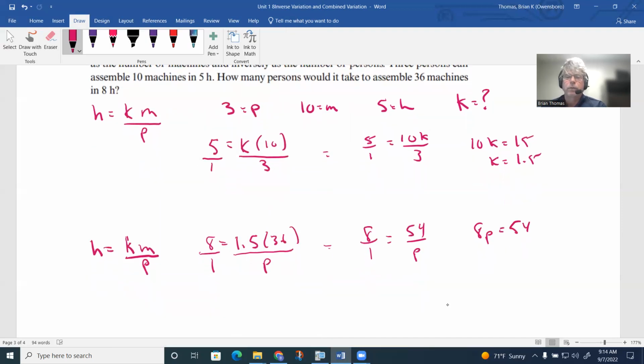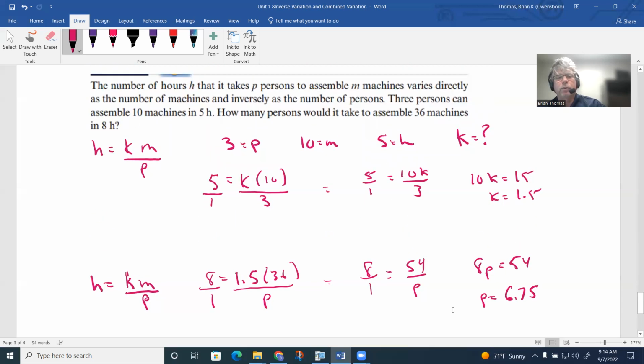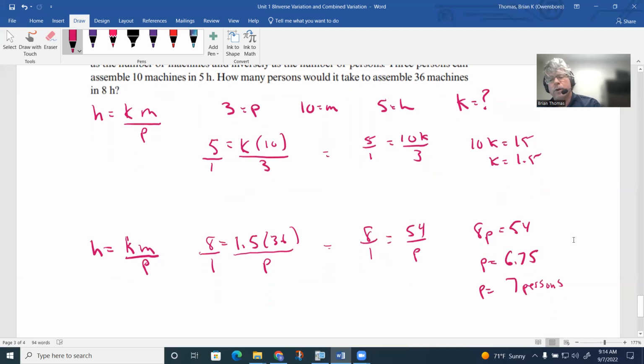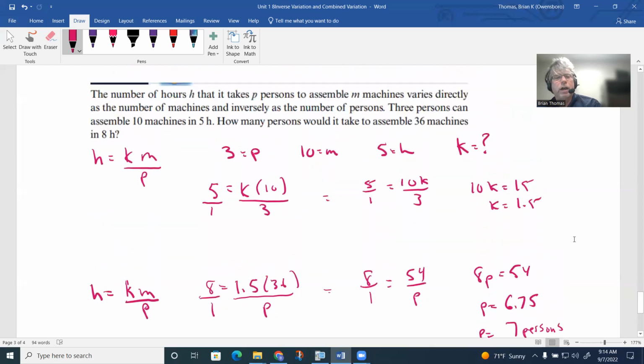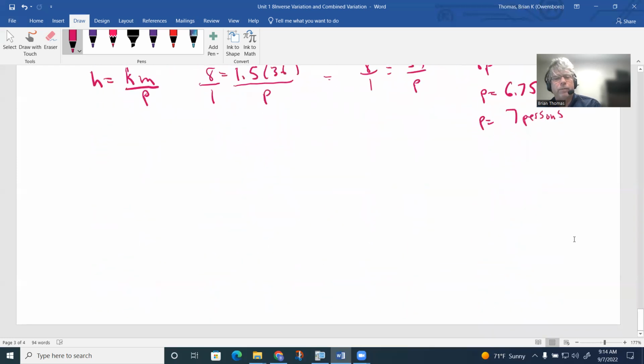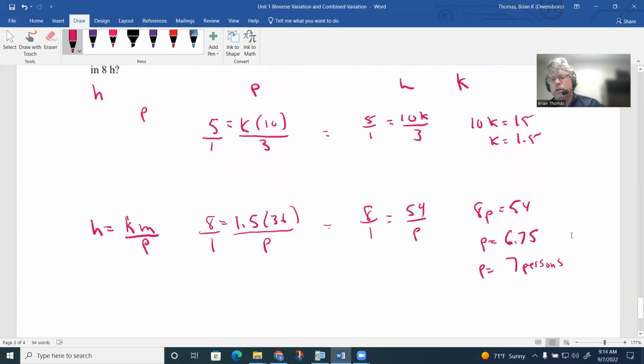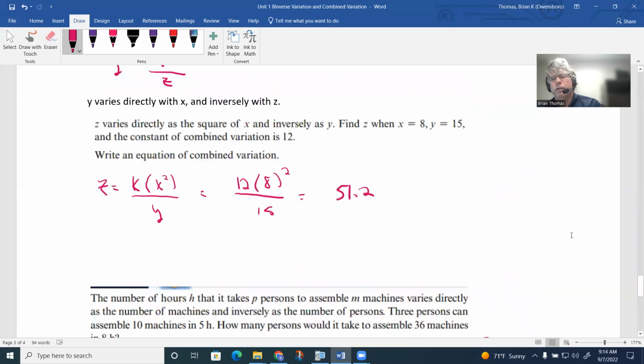So P equals 6.75. But notice that as far as persons go, we can't have 6.75 persons. So that has to round to 7 persons. We can't have a decimal of persons, so we have to round that up to 7 persons to complete that job. So that's a little bit of an insight of how we can do inverse variation and also combined with direct variation.